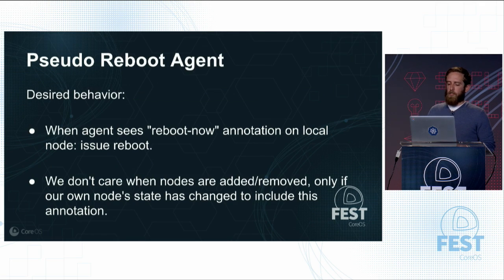So the reboot agent, the desired behavior that we want to build out is that essentially when it sees the reboot now annotation on its local node, it should just issue a reboot. That's essentially all it's doing, waiting for that annotation and then rebooting. We don't care about other nodes in the cluster, whether they're added or removed. We only actually care about whether the state has changed of our own node.